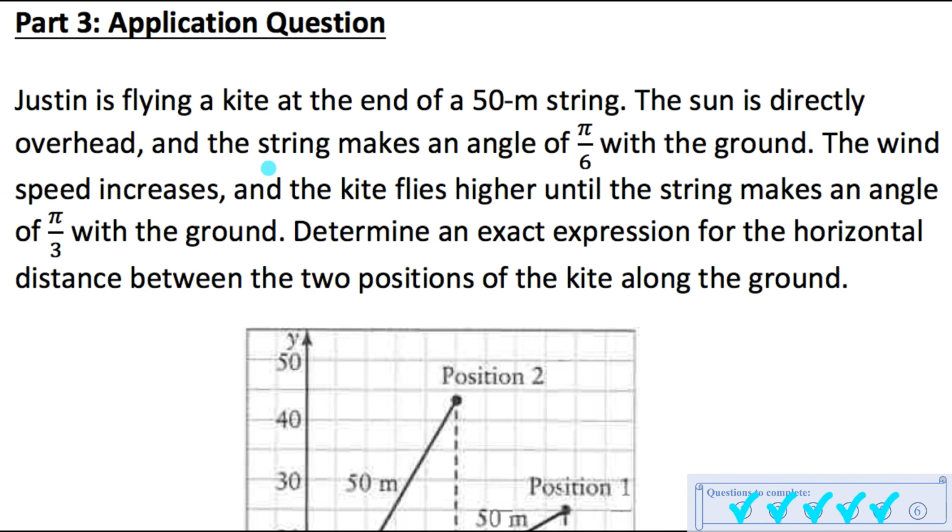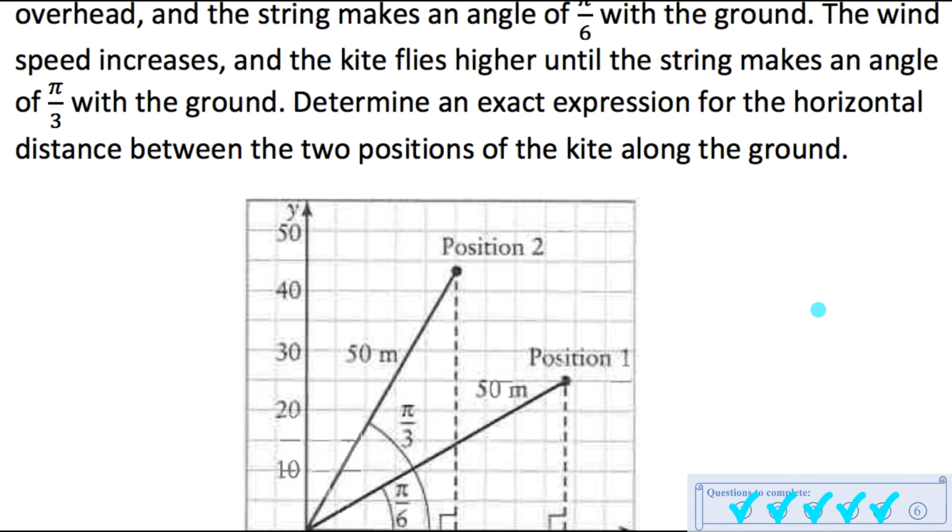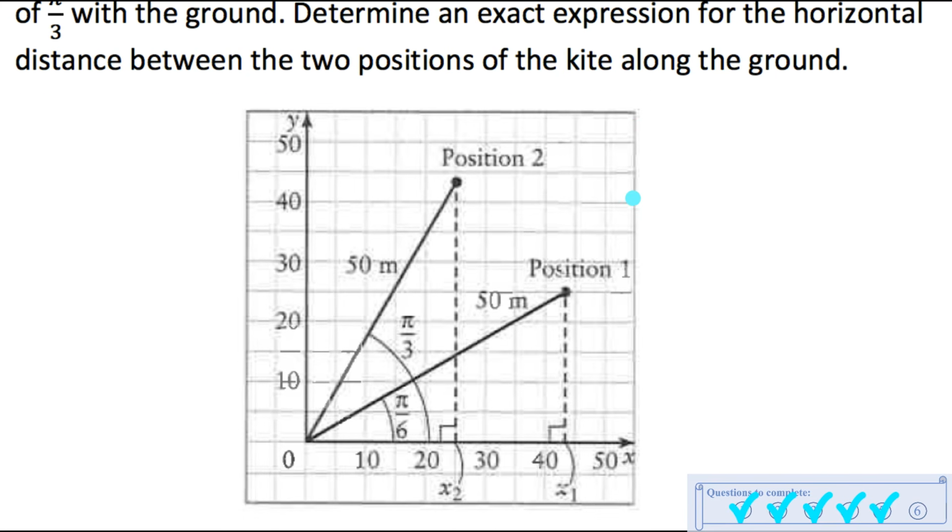Justin is flying a kite at the end of a 50-meter string. The sun is directly overhead, and the string makes an angle of pi over 6 with the ground. The wind speed increases, and the kite flies higher until the string makes an angle of pi over 3 with the ground. Determine an exact expression for the horizontal distance between the two positions of the kite along the ground. So the kite started here. The wind came, blew the kite, so it went even higher. It's now up to here. We want to know the difference in the horizontal positions.